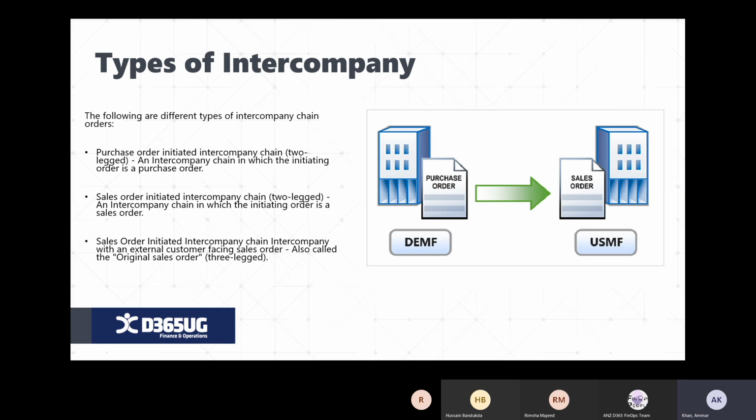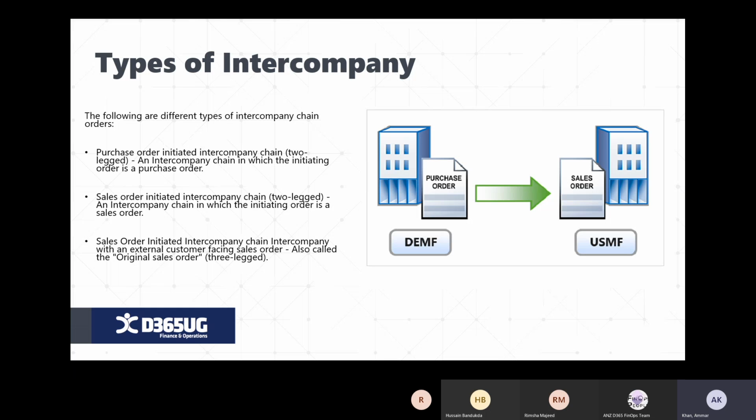So we have some types of intercompany. We need to decide with our client what type they will be using. The first one is the purchase order initiated intercompany chain, also known as two-leg. It is an intercompany chain in which the initiator of the intercompany is the purchase order. You create a purchase order first. In this case, we start intercompany by creating a purchase order, and the sales order will be auto created in the other entity, which I will be showing you in my demo, planned later on.